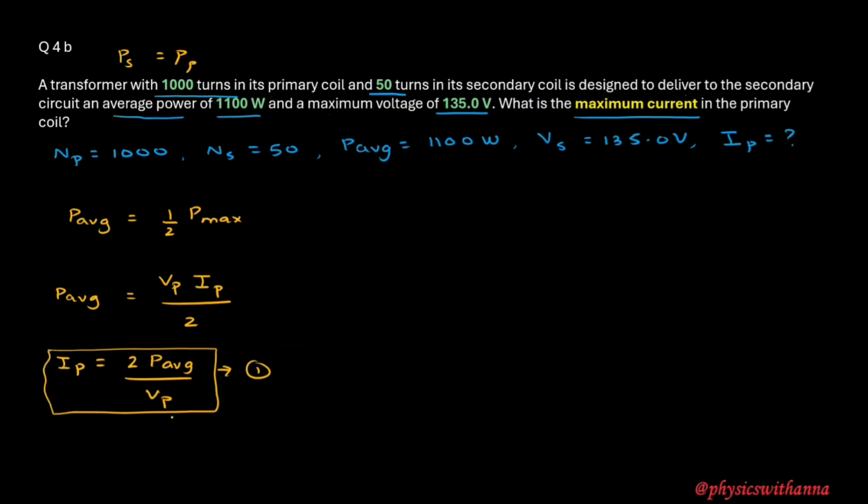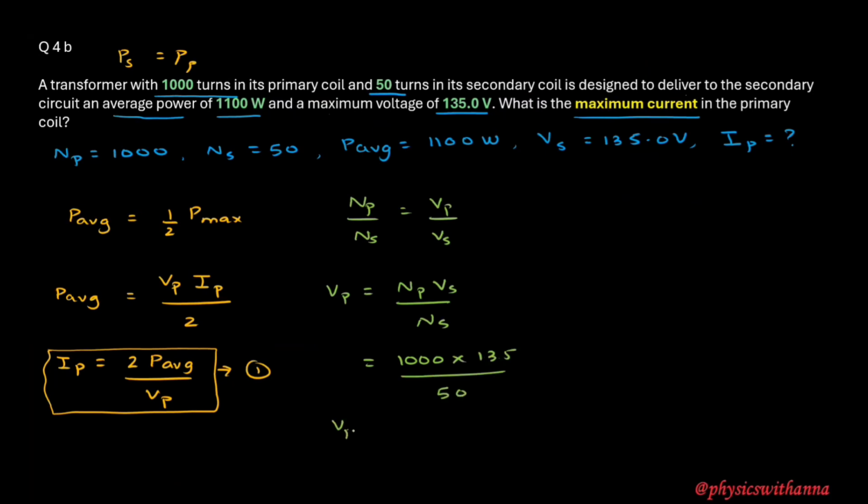We will use transformer equation to find this. So we write NP over NS is equal to VP over VS. So VP will become equal to NP VS over NS. Again, you can use shift solve directly over here to find VP. NP is 1000, VS is 135, and NS is 50. That gives you VP to be equal to 2700 volt.